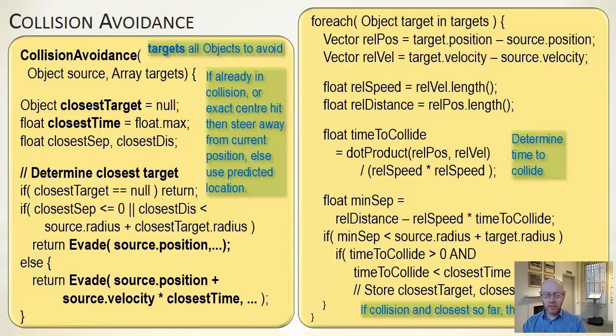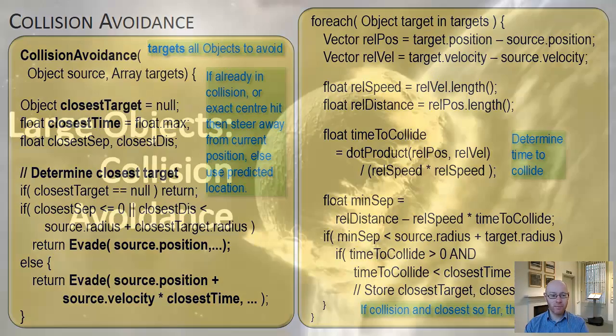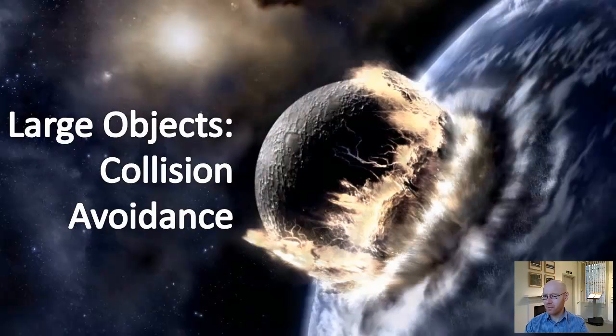Having looked at how we can detect collisions for moving objects, they're generally assumed to be small objects. I mean, they can be static, they can be moving, but they're generally assumed to be small. We want to have a look now at how we can detect potential collisions against large objects.